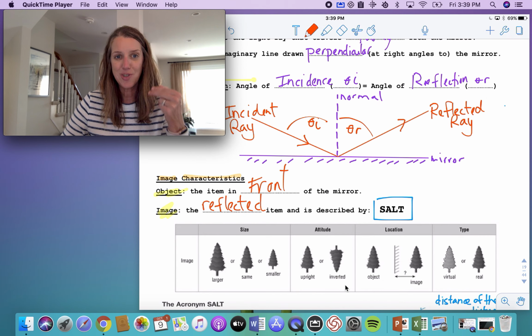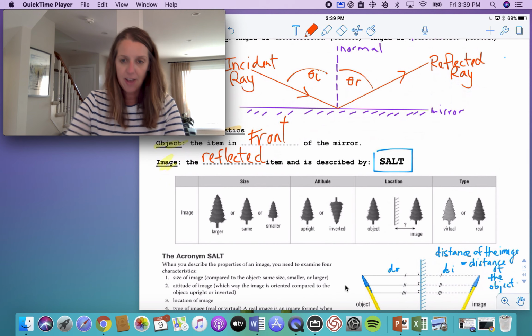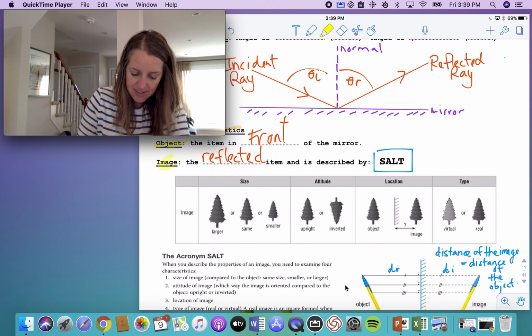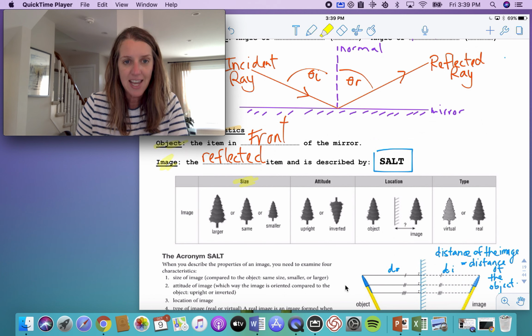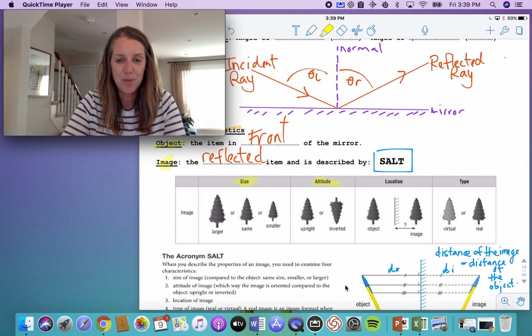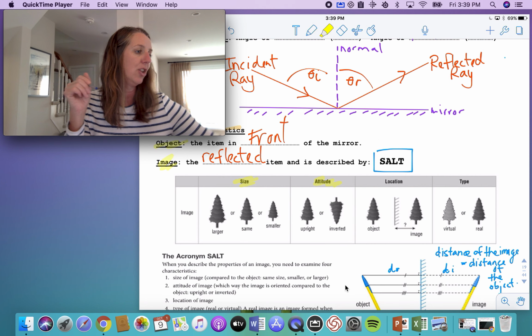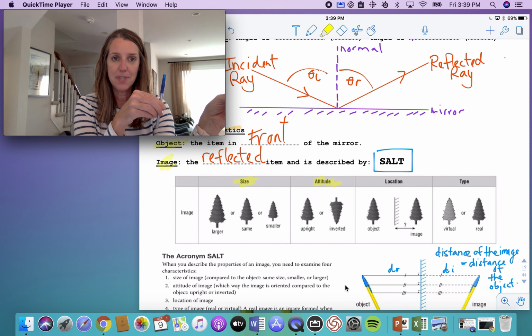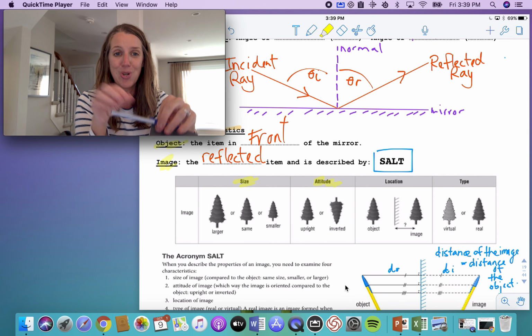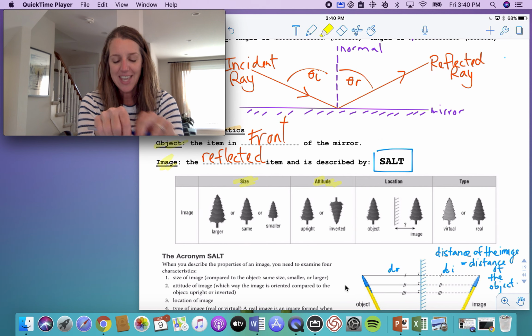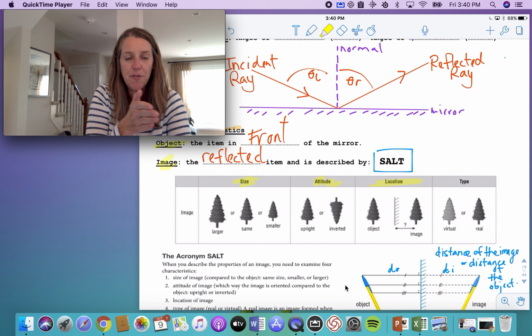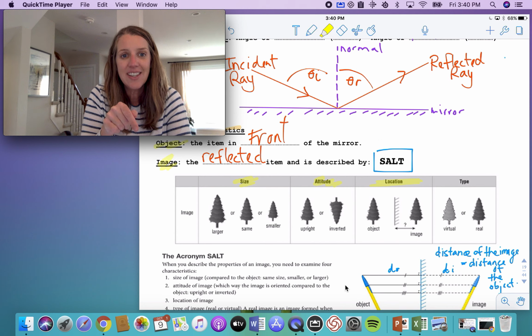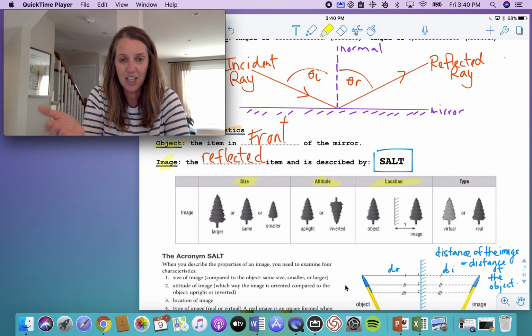And we can describe that image in terms of an acronym called SALT. The S stands for the size of the image. The A stands for a word called attitude. Attitude means, is the image that I see when I look in the mirror upright or inverted? Is it right side up or upside down? The physics term we use is describing its attitude. The L stands for location. This is how far away from the mirror is the image. Is it closer? Is it farther away? Is it in front of or behind?